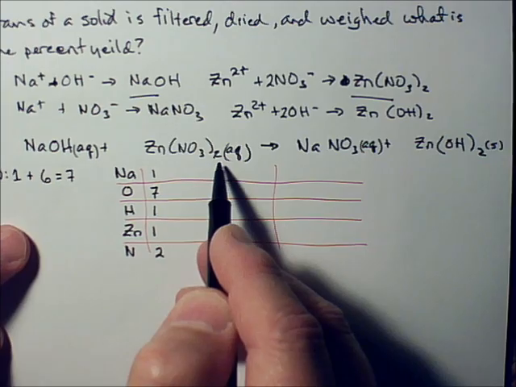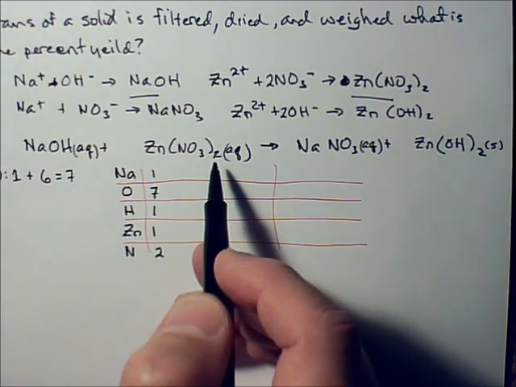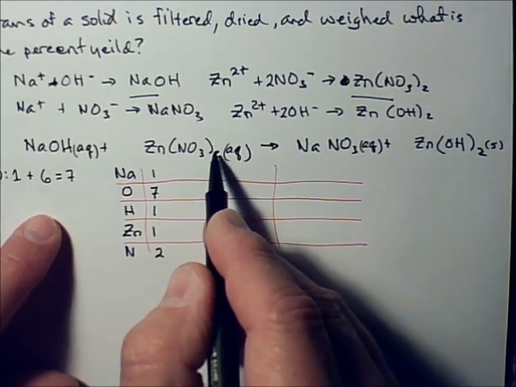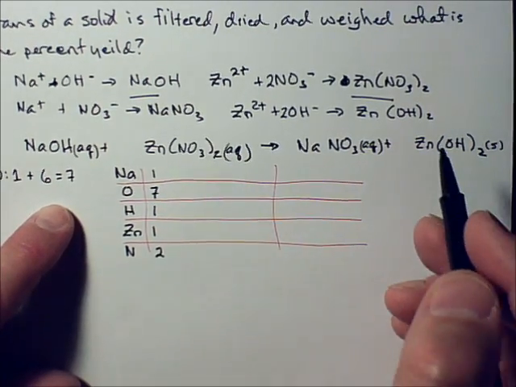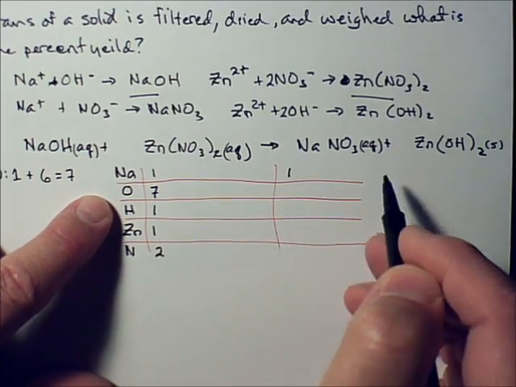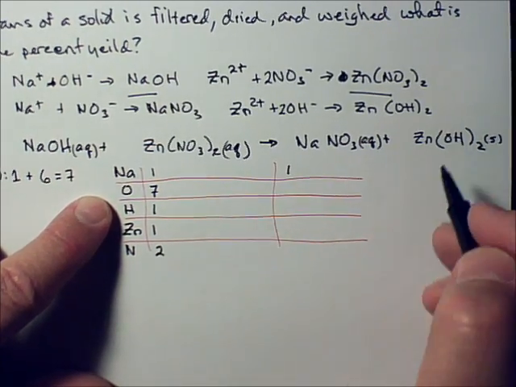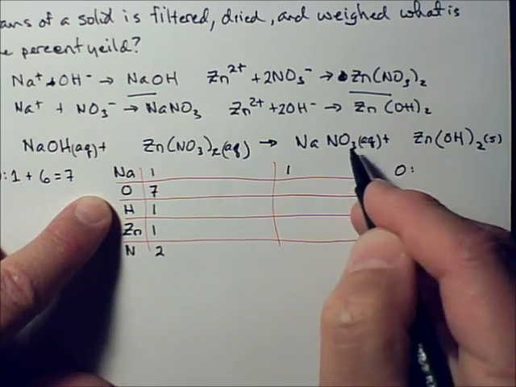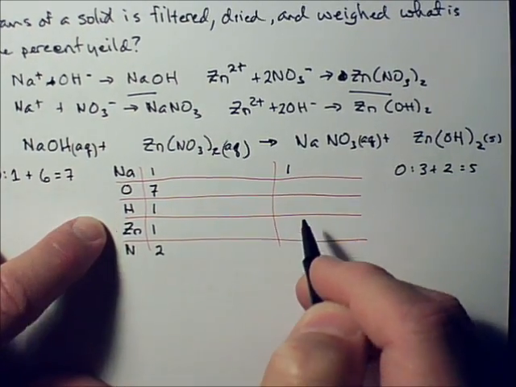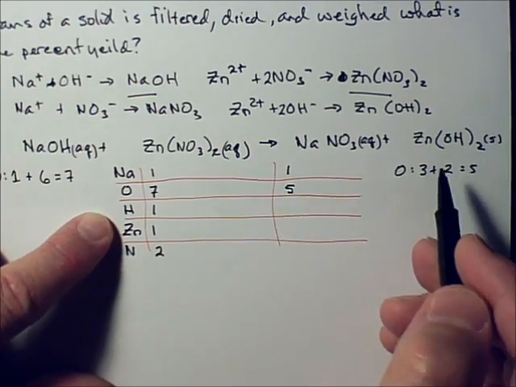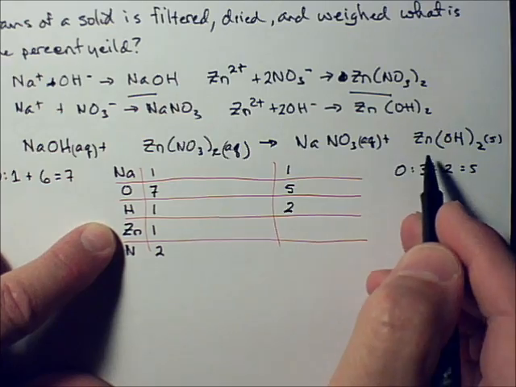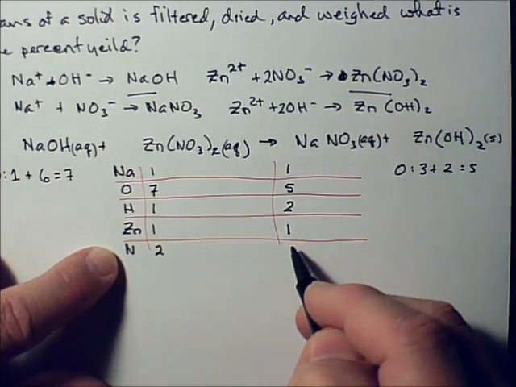Anything inside the parentheses with the 2 outside means that you're going to multiply that number by the 2 outside, whatever's on the outside here of the parentheses. On the other side of the equation, then, we've got 1 sodium. We've got 3 oxygens here and 2 here. Oxygen. 3 here plus 2. So we've got 5 oxygens at the moment. We've got 2 hydrogens. We've got 1 zinc. And we've got 1 nitrogen.